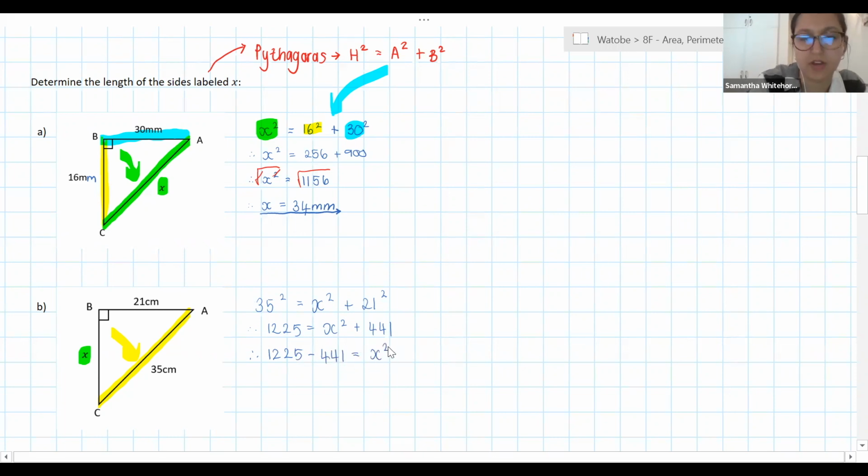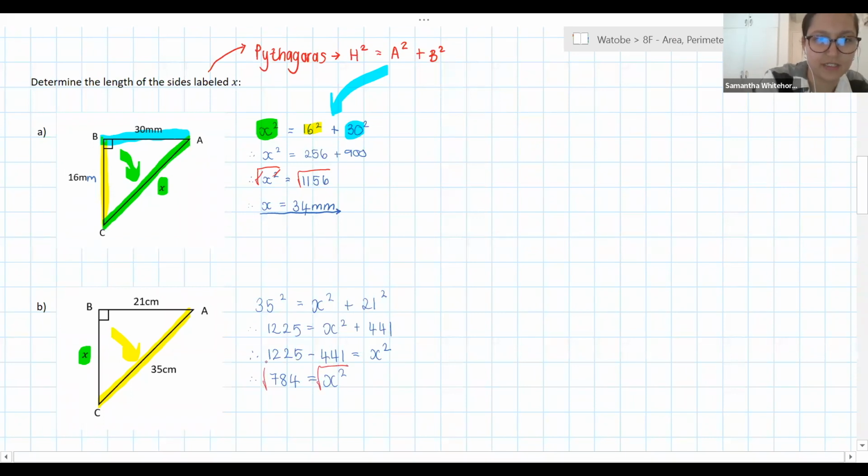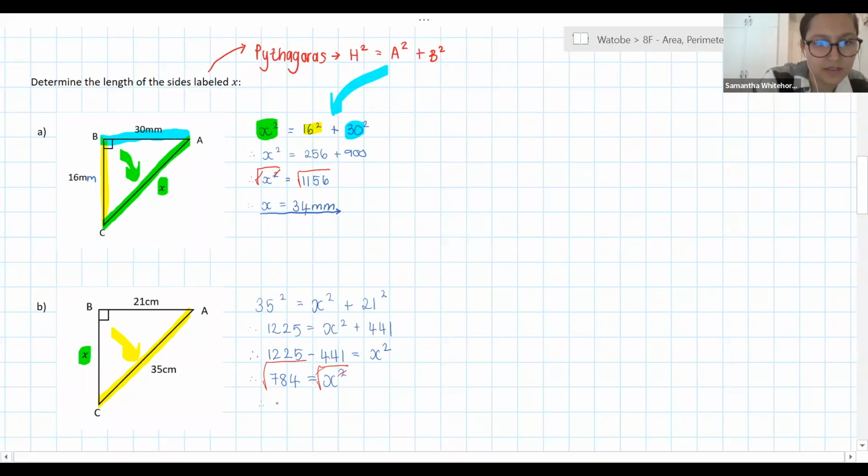Are you happy that on the right I just write x squared? Okay, ma'am, no problem. Then when we subtract 1225 minus 441, we end up with 784. And then we're going to square root the 784, which leaves us with an answer of 28 equals x.